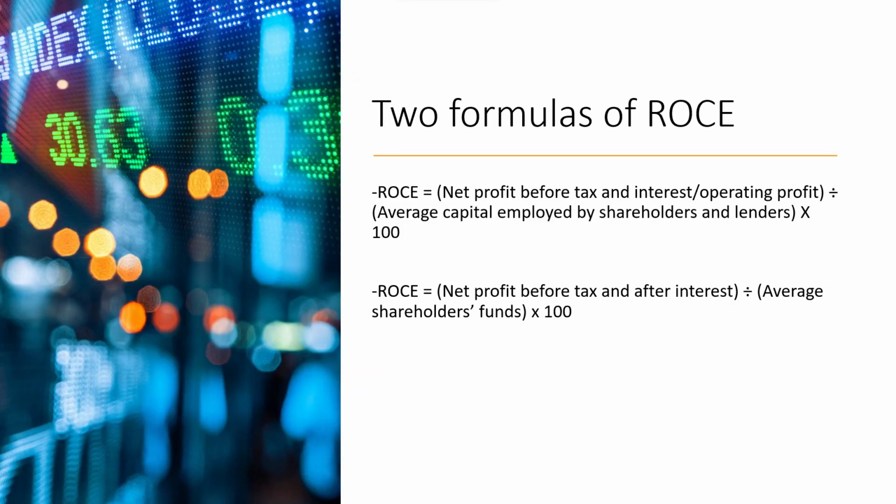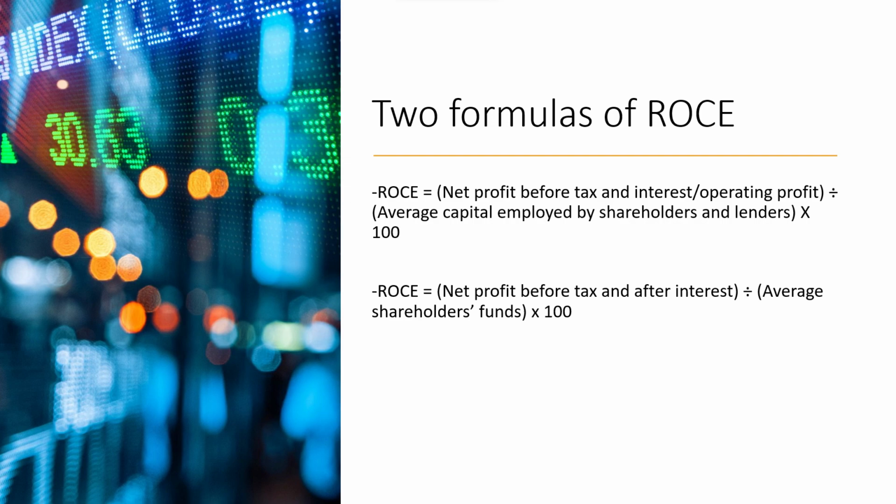There are several possible calculations, but the two most commonly used formulas for ROCE are: the first formula is net profit before tax and interest, that is also called operating profit, divided by average capital employed by shareholders and lenders, and then we multiply the result by 100. This expresses the profit which is available to all providers of the long-term capital as a percentage of that capital.